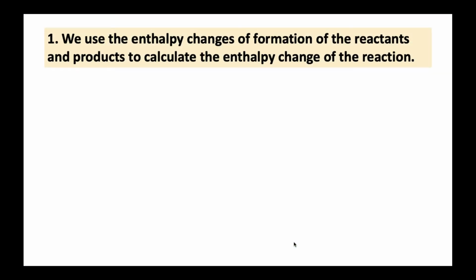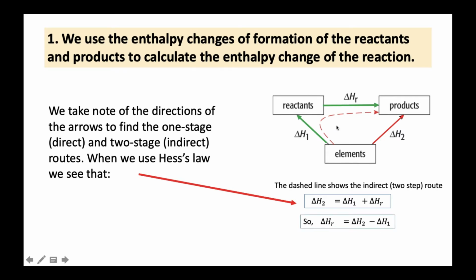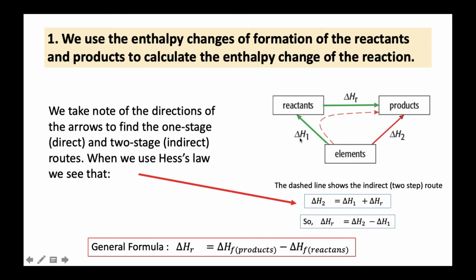First, we use the enthalpy change of formation of the reactants and products to calculate the enthalpy change of the reaction. We take note of the direction of the arrow to find the one-stage or direct and two-stage or indirect route. When we use Hess law, we see that delta H2 equals delta H1 plus delta HR. So, delta HR is delta H2 minus delta H1. For the general formula, we can write delta HR is delta H formation of products minus delta H formation of reactants.